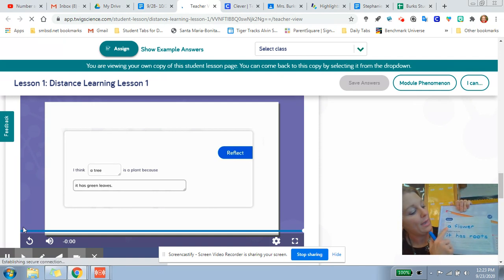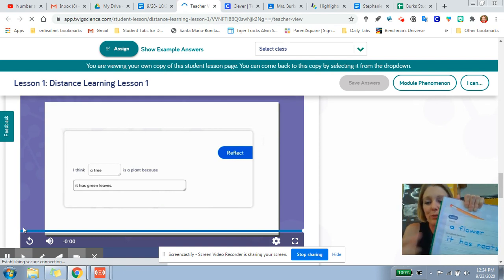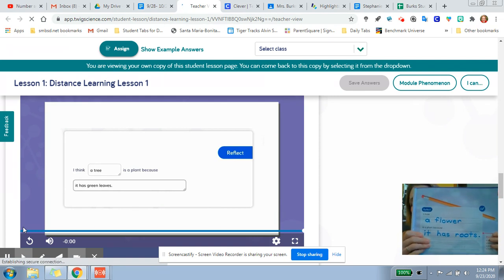I think a flower is a plant because it has roots. I'm finished writing my sentence. I need to put punctuation at the end. I need to end with a period. Period means we stop. I'm done writing. I'll read it to you one more time. I think a flower is a plant because it has roots.